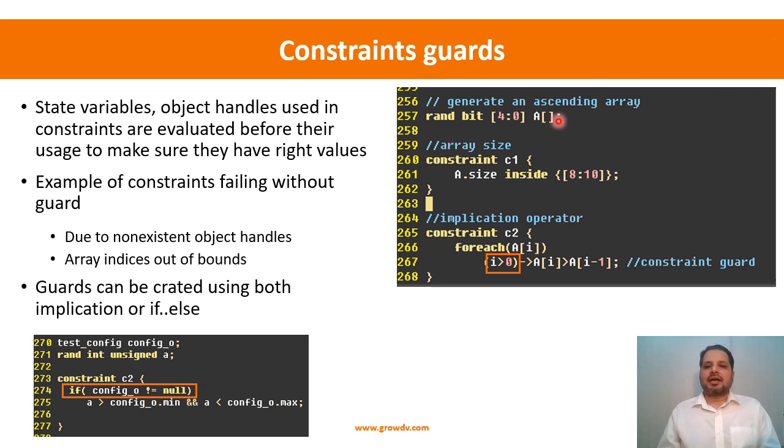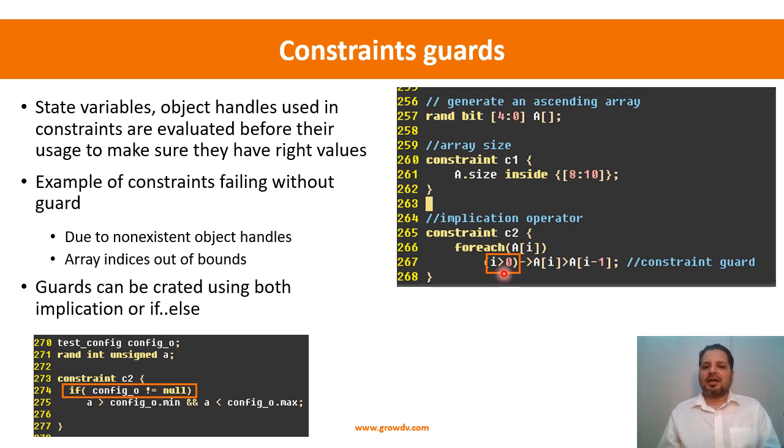And the second thing is that even when you are accessing the indices, for example, here we have a dynamic array of 5 bits, and then we are saying a of size should be in the range of 8 to 10. In the constraint block C2, when we are doing for each of a of I, we are putting the guard called I greater than 0.